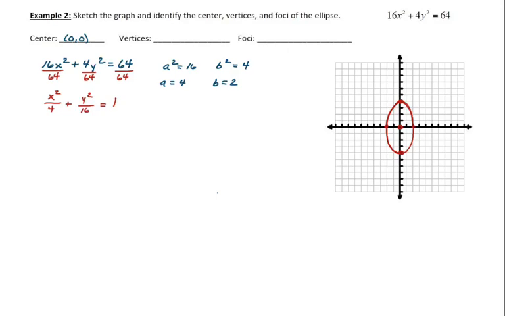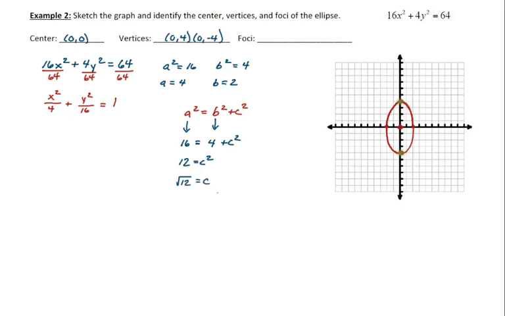So in terms of identifying the last two pieces of information, I already said the vertices should be at the points (0, 4) and (0, -4). And then in terms of finding the foci, I need to remember this equation: a squared equals b squared plus c squared. So replace a squared with 16, replace b squared with 4. So what I should get for c is the square root of 12.